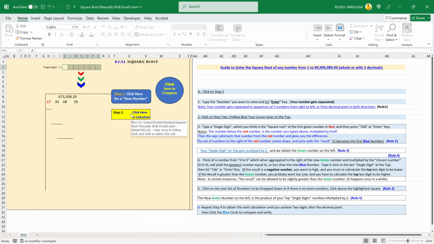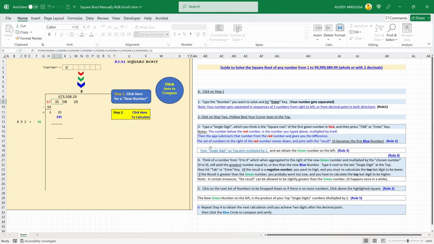Forgot to mention, in order to do the square root you must know how to add, subtract, multiply and divide. Okay. What will be the square root of 67? It will be the number 8. Type 8 on top, hit tab or enter, and then keep reading. The number below the red number is the number you typed above multiplied by itself. This number is simply the product of 8 times 8. Then the app subtracts that number from the red number and gives you the difference. 67 minus 64 equals 3. The difference we will be calling the result of the subtraction.